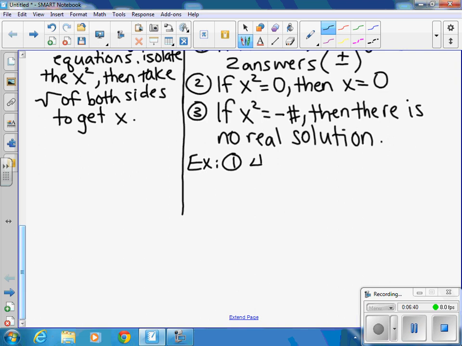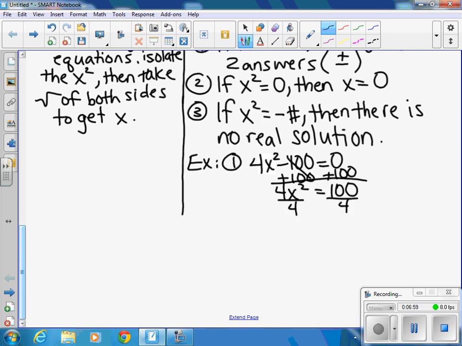All right, so if you have 4x squared minus 100 equals 0, right, you still have to get x squared by itself, so you still have to think about your normal equation solving steps. I will need to add 100 over. So now I have 4x squared equals 100. Then I will need to get rid of the 4 by dividing by 4. And now I have x squared equals 25.